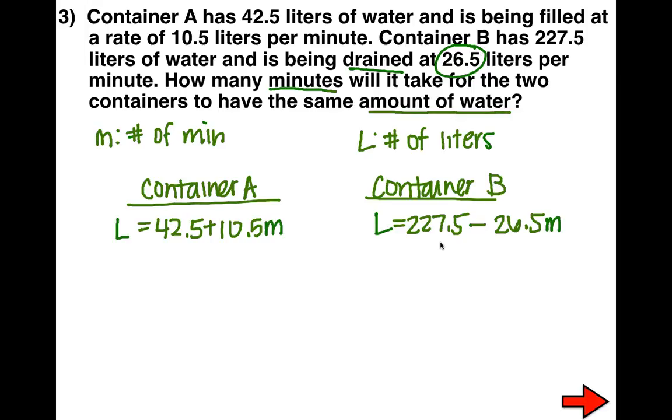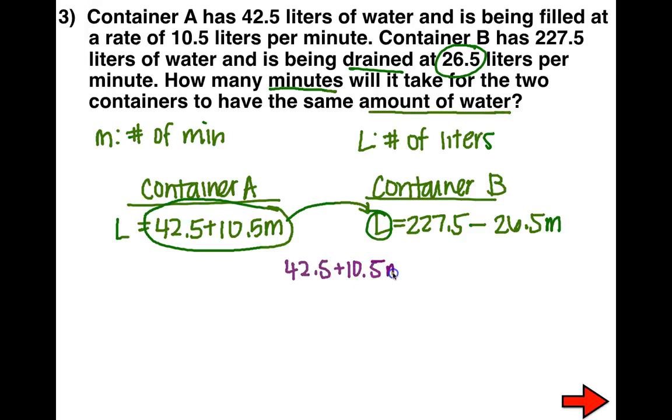Looking at the two, I'm definitely going to be using substitution. So I'm going to go ahead and take this value here and substitute it in for L. Again, you can always think of it as you're basically setting them equal to each other. So 42.5 plus 10.5 m equals 227.5 minus 26.5 m. I do have variables on both sides, and in a case like that, I do like to move it over to the left when possible.